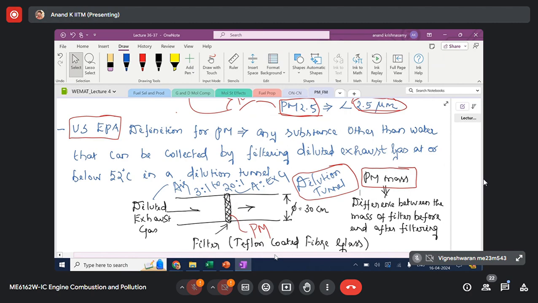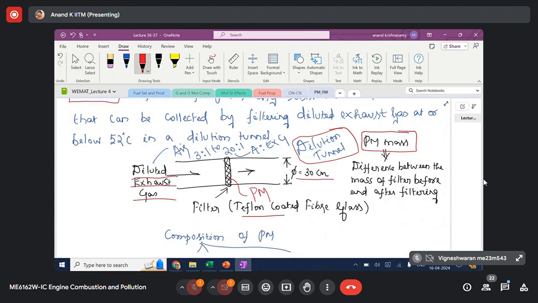Okay, so according to this definition, we are getting particulate matter by allowing diluted exhaust gas to flow through this dilution tunnel. This dilution tunnel is a stainless steel tube of 30 centimeter diameter, 1 foot, and inside that you have a filter. The filter material is given. It is Teflon coated fiberglass.